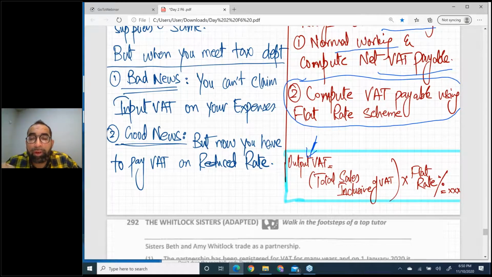What is the formula of output VAT now? Total sales. Look here: total sales inclusive of VAT multiplied by the flat rate percentage. So not only do you have to use the total sales, but this must be inclusive of VAT and multiplied by the flat rate percentage, which will be given to you ready made.